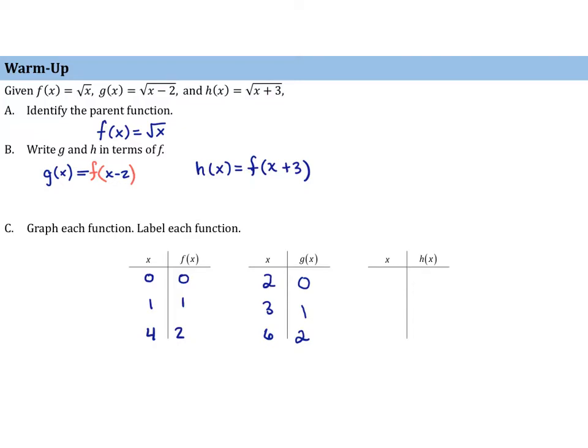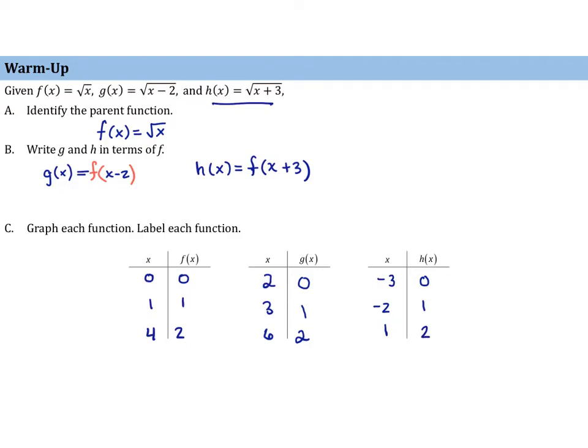Now, if we look at h, again, I'm changing the input of f, and I'm adding 3 to my inputs before I take the square root. So this addition of 3 means that I'm going to have to compensate by looking at smaller values. So let's look at negative 3, negative 2, and positive 1. And again, if I put those values into h, and I add 3 and then take the square root, we get 0, 1, and 2.